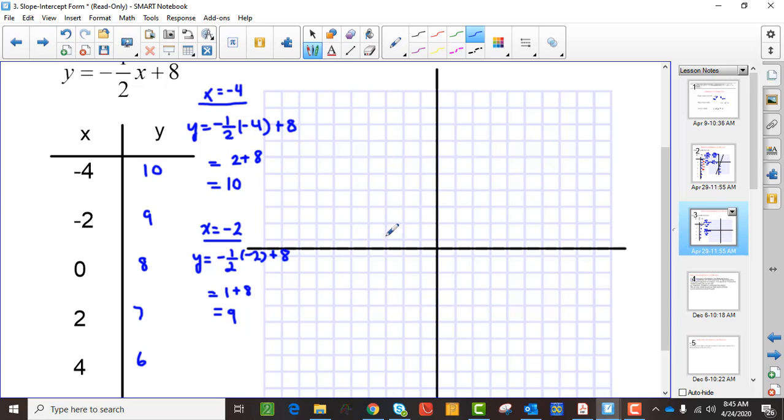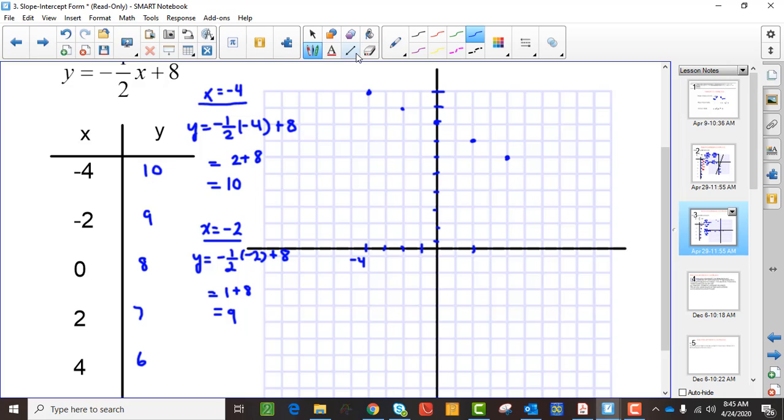So then I'm going to plot these points. So at minus 4, there's 1, 2, 3, 4. There's minus 4, and I'm going to go up to 10. This thing goes up to 10. 5, 6, 7, 8, 9, and then there's 10. So I'm going to go up to 10, which is right here. Then minus 2 is going to be at 9. Then 0 is at 8. Then 2 is at 7. And then 4 is at 6.